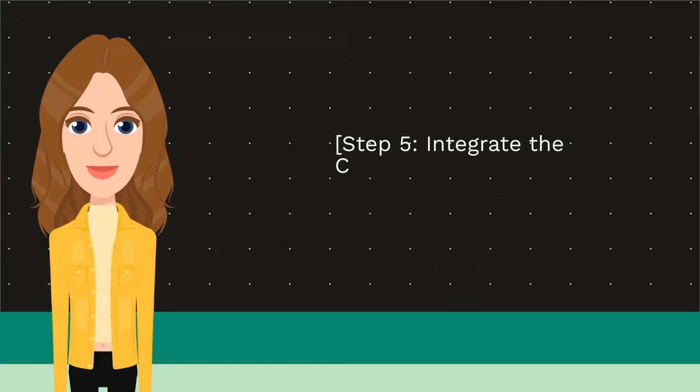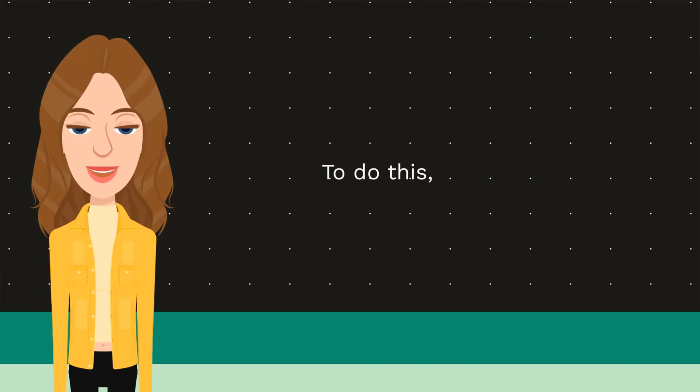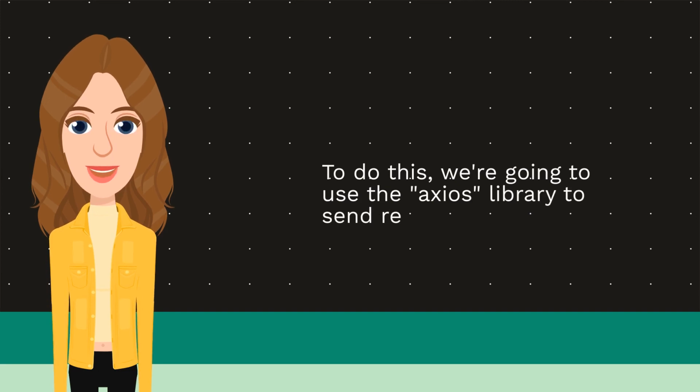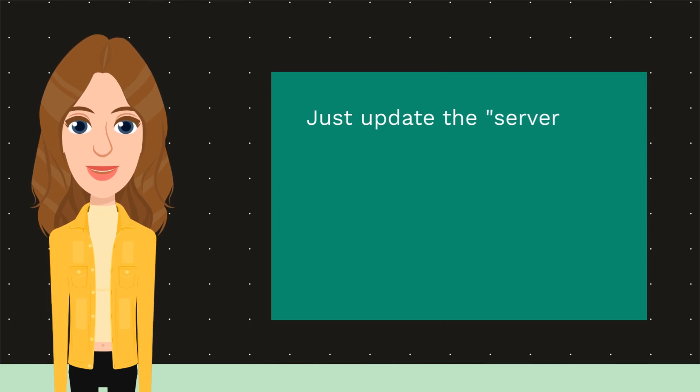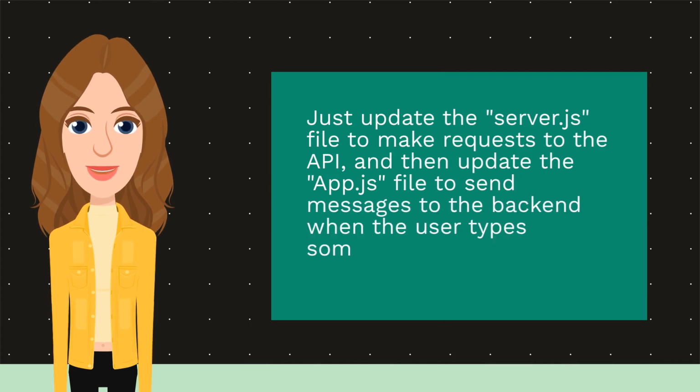Step 5. Integrate the Chat GPT API. Finally, we're going to integrate the Chat GPT API. To do this, we're going to use the Axios library to send requests to the API. Just update the server.js file to make requests to the API, and then update the app.js file to send messages to the backend when the user types something in the chat interface.